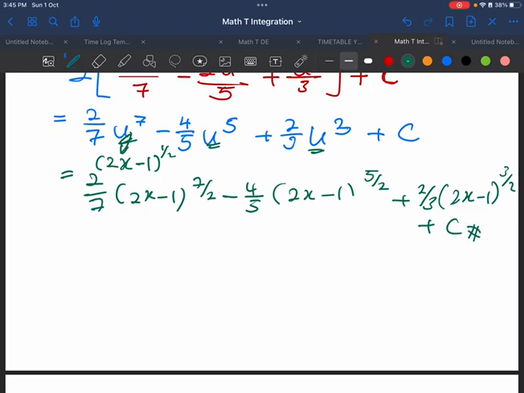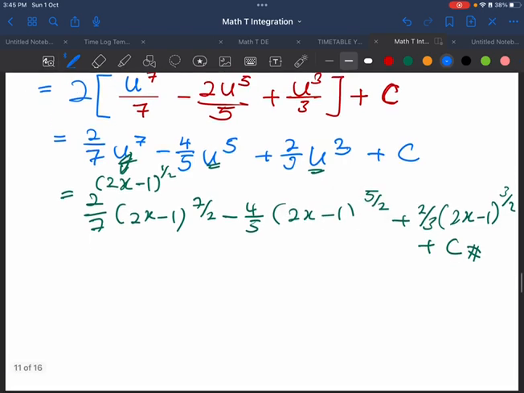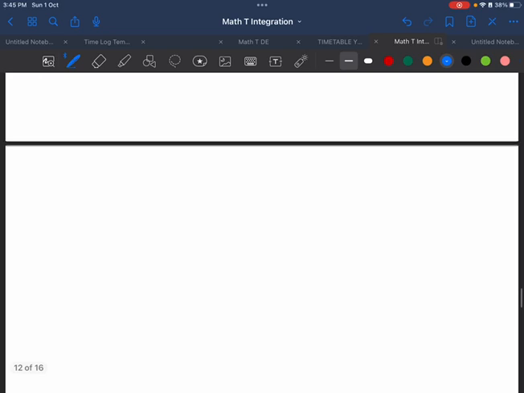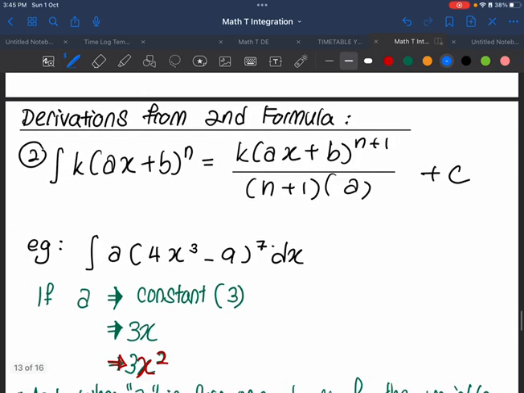Yeah, the answer is very weird, but here is the answer. The STPM might come up with a very complicated answer that you might not believe, but that's the answer, okay? So you must believe yourself. Don't be panicked if you get a very weird answer, right? So, derivation for the formula, second formula.